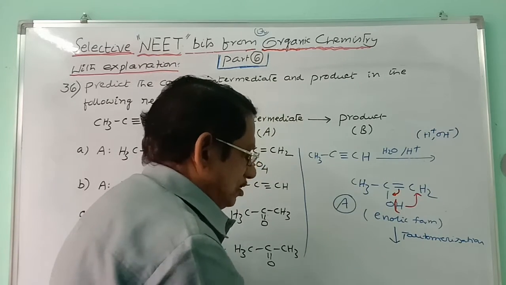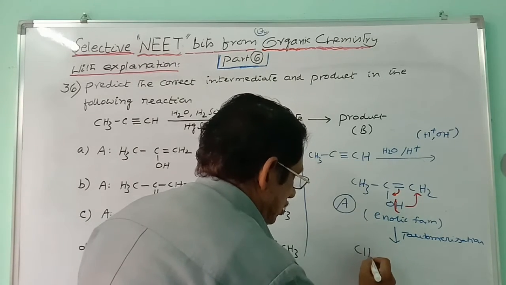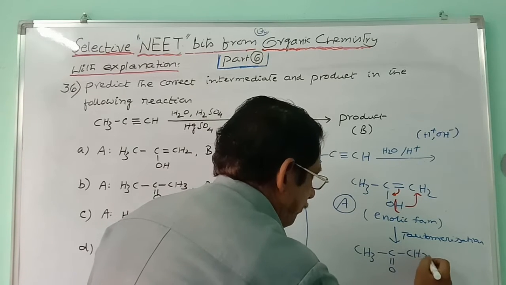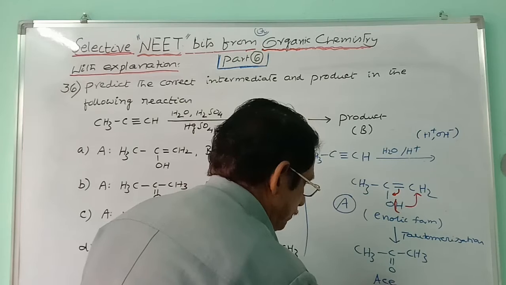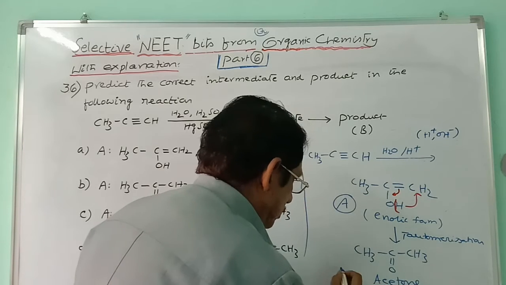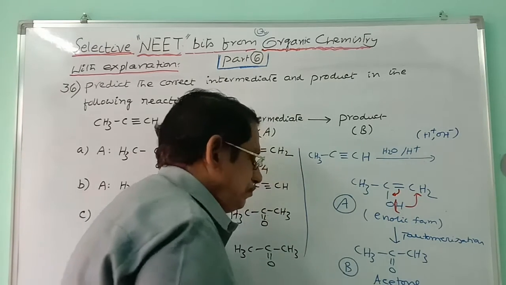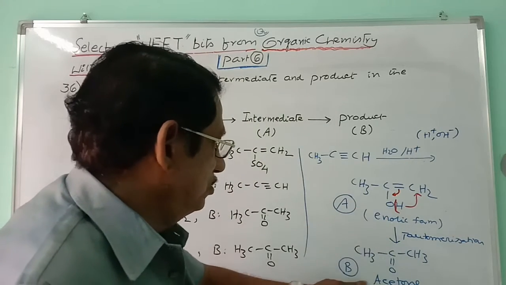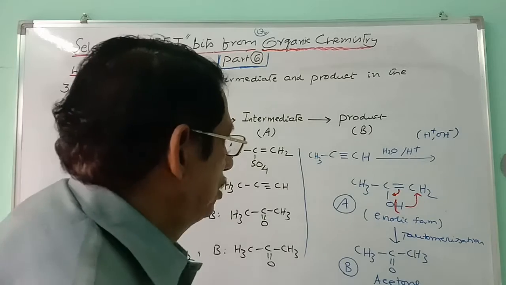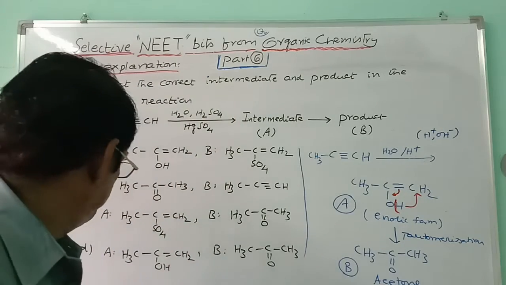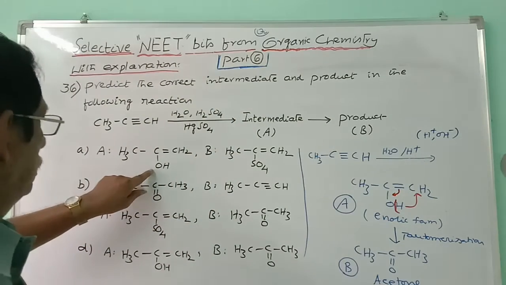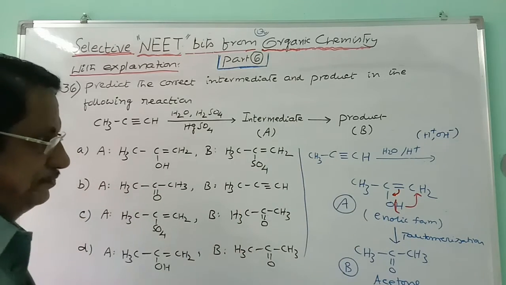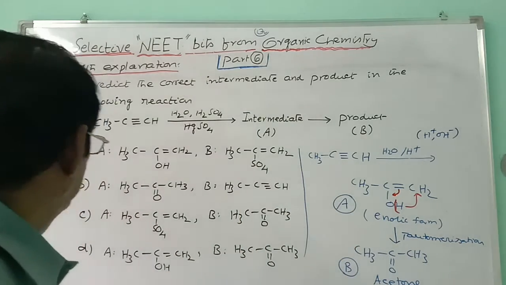And so here, what is the product obtained in this case? CH3, C double bond O, CH3. This is acetone. And this is product B. So A is the enolic form and B is the ketone form. Where is it? Just check. A is correct, but B is wrong. There is no SO4 addition. It is OH addition.